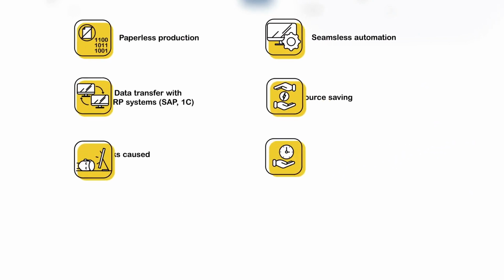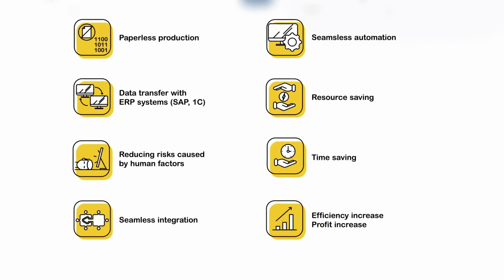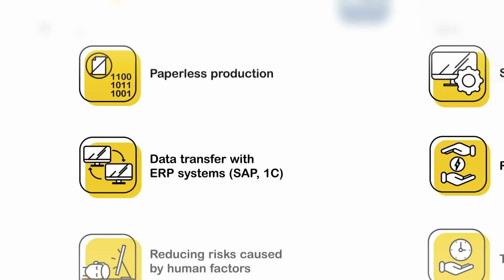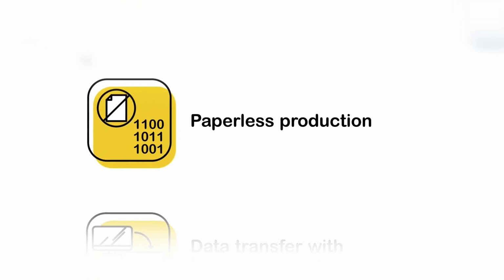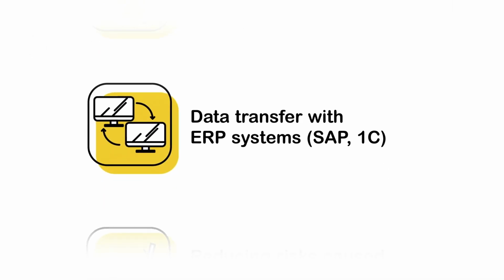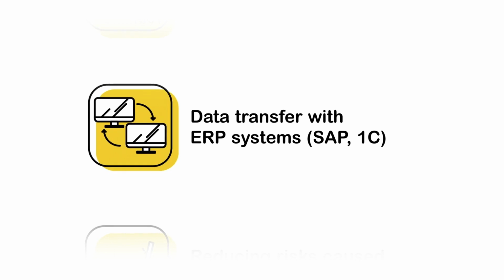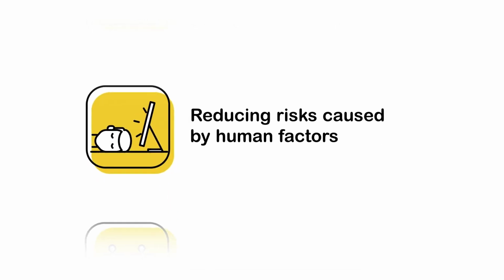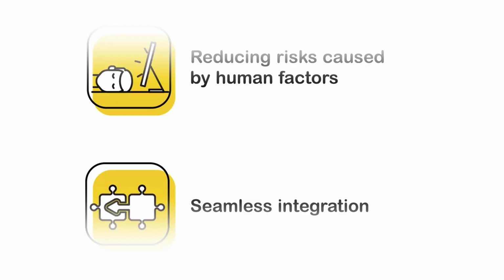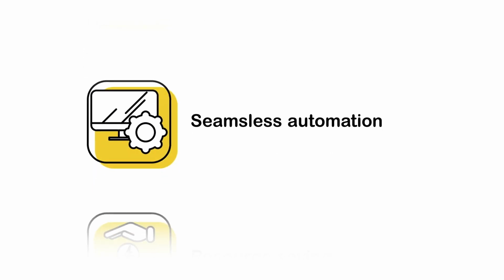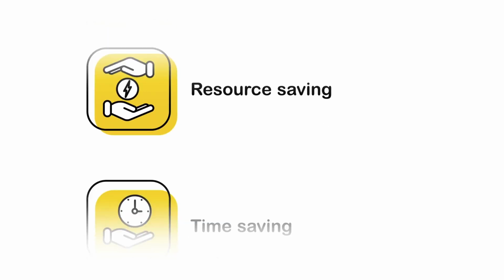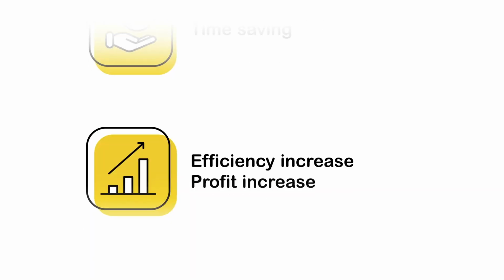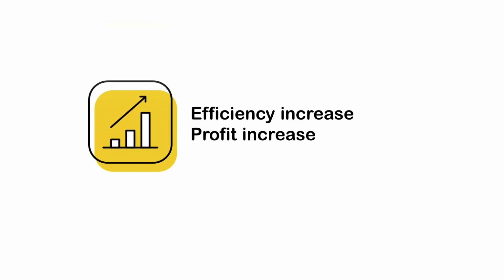Altogether and separately, the MES modules by Solisoft solve the following tasks: paperless production, data transfer with ERP systems, for example SAP and 1C, reducing risks caused by human factors, seamless integration and automation of production processes, resource and time saving, increase of production efficiency in general.